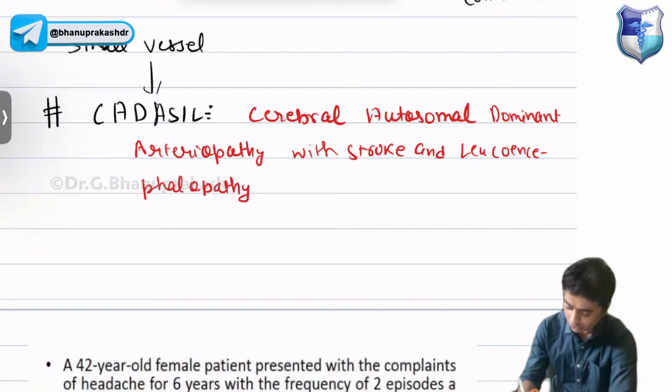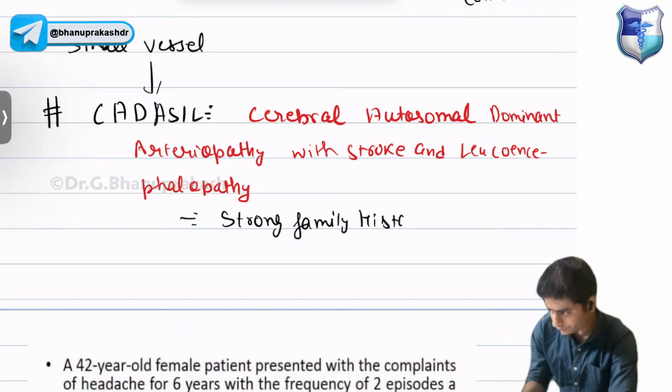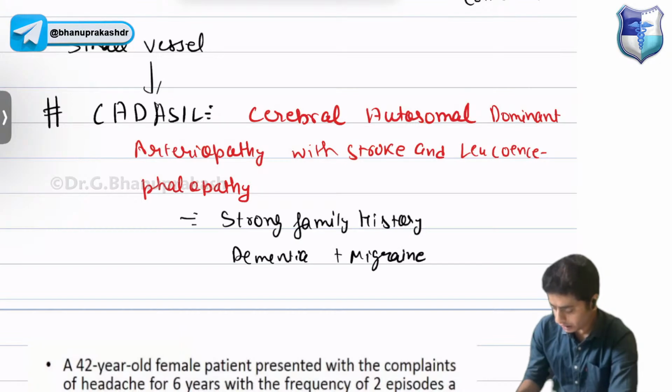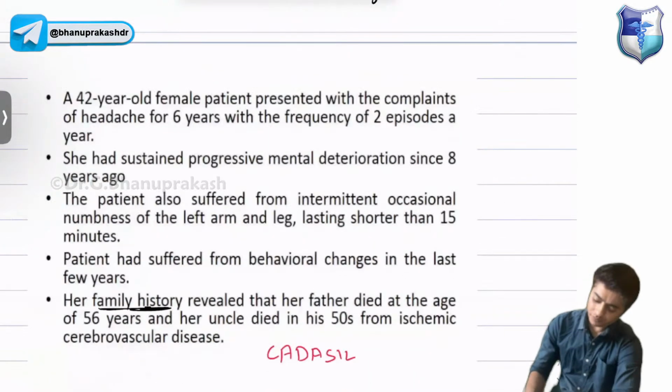Okay? So it has a strong family history of dementia, plus migraine, plus aura, plus stroke can be there. Okay? Now see this question.